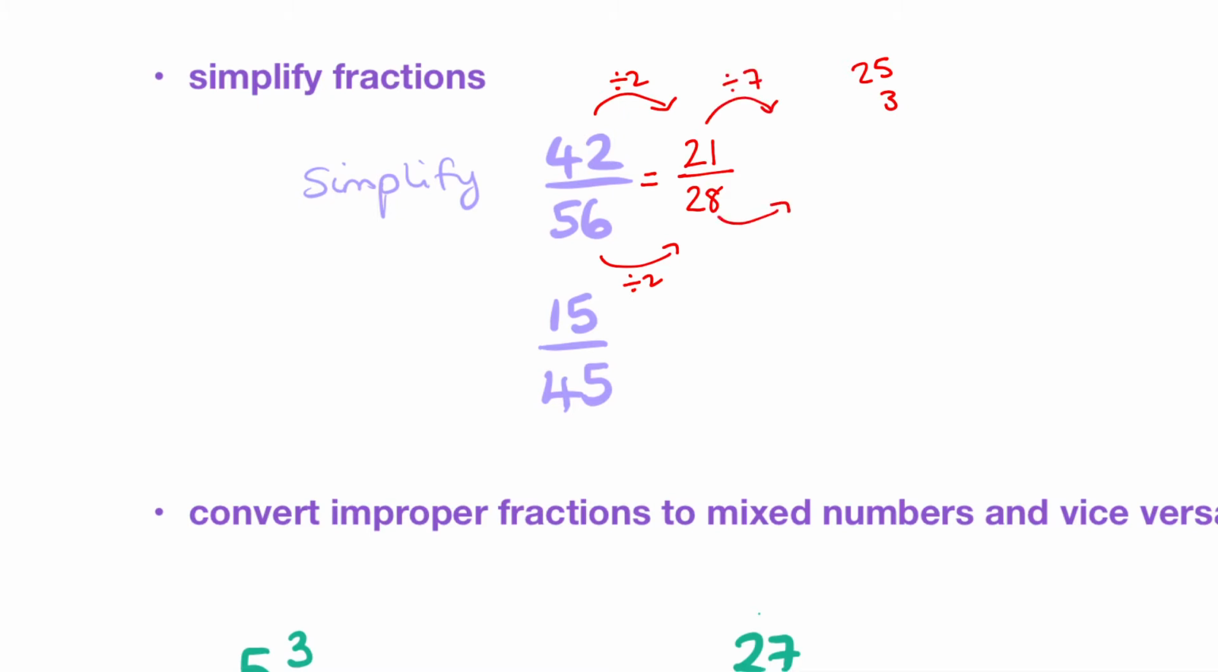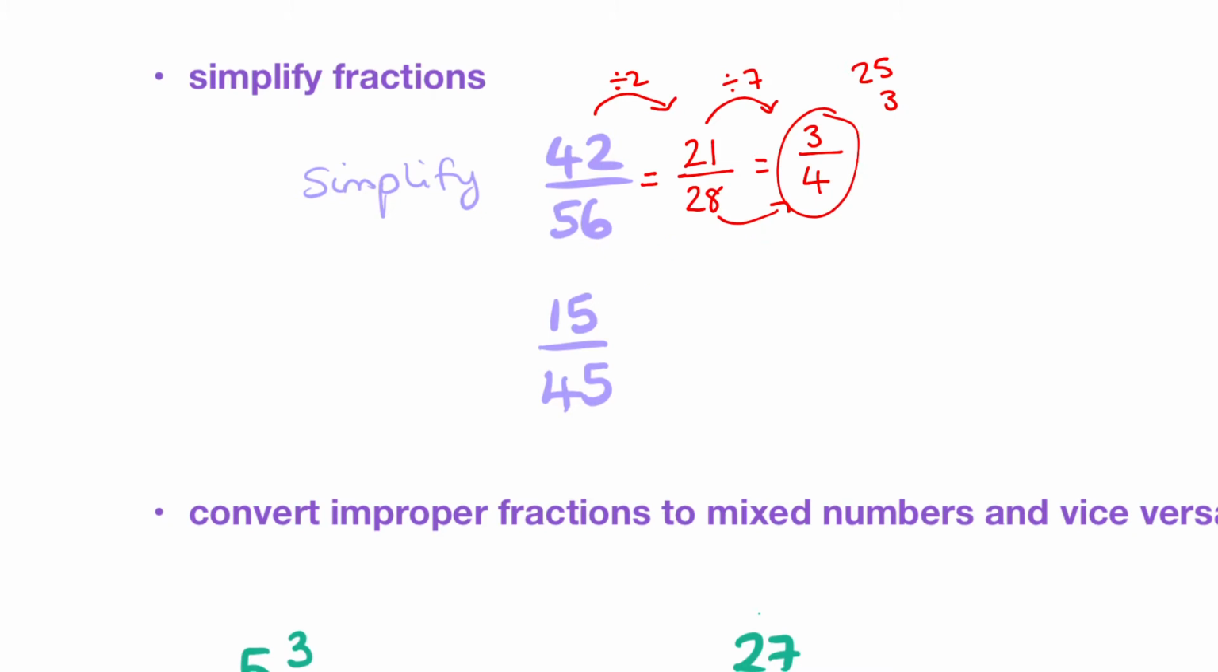So we can divide top and bottom by 7. So 21 divided by 7 is 3, 7s in 21. And there are 4 7s in 28. So 28 divided by 7 is 4. So 42 over 56, when it's simplified, becomes 3/4.